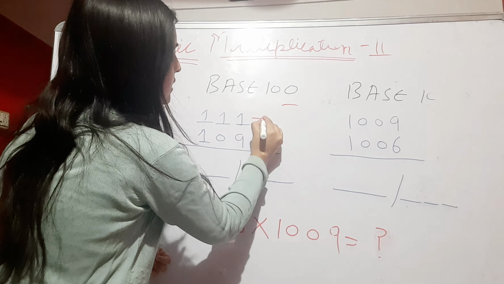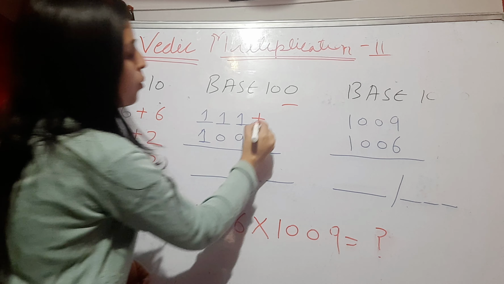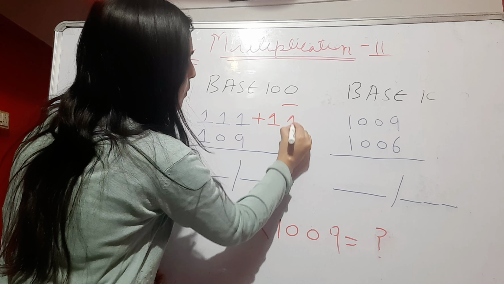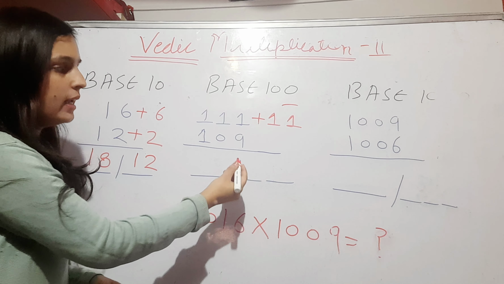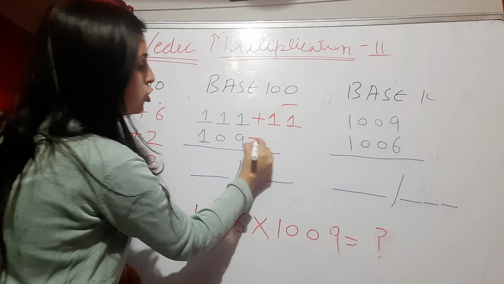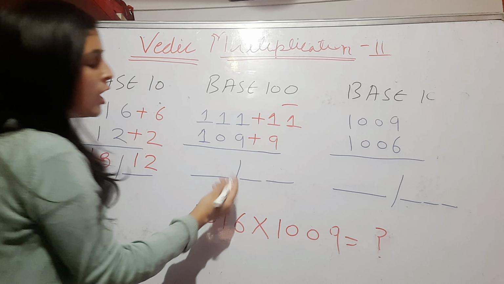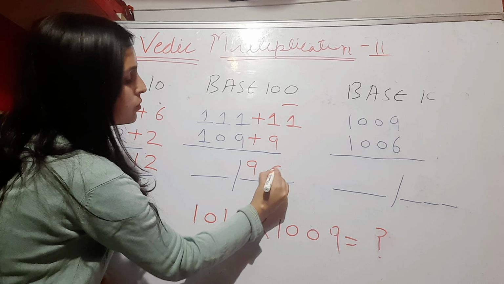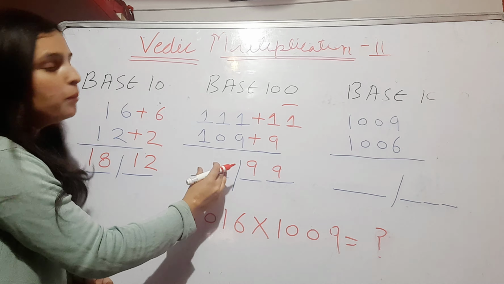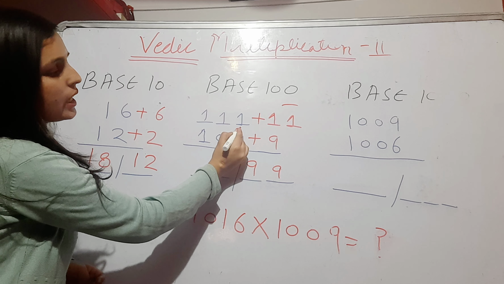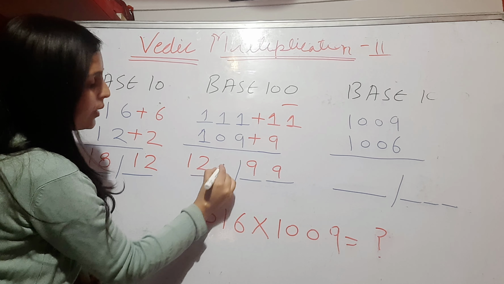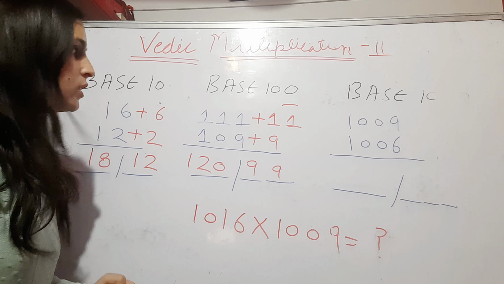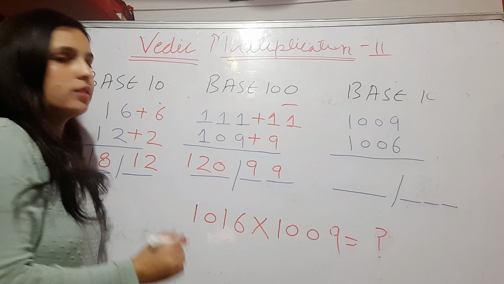In the next question, we can see they are close to 100. How much close? Since it is greater than 100, by how much? 11. So we will use plus sign. 109 is greater than 100. How much greater? 9. So if you want to find the product, 11 9 times would be 99. And here you will write the sum diagonally. 111 plus 9, that is 120. So you got the answer of 3 digits.